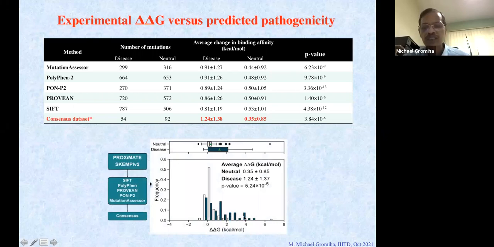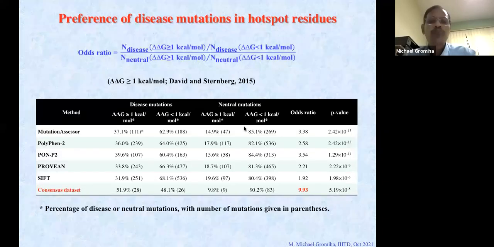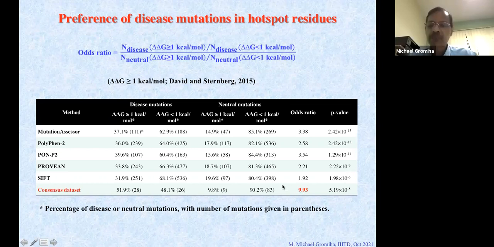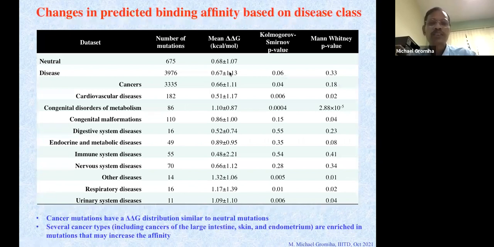You see here the disease causing mutation is on the right side. Then we analyzed whether the hotspots are related to the disease mutations. We calculated the odds ratio, using 1 kcal per mole based on this reference, and you can see a 9.93 odds ratio. That means hotspot residues are highly influenced by the disease causing mutations. Then we dealt with cancer and different cancer types and different diseases. Cancer has almost similar values, but for other diseases we can see a high change in binding affinity.